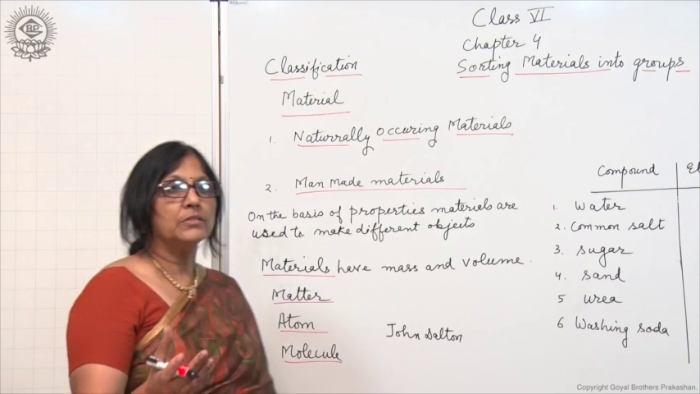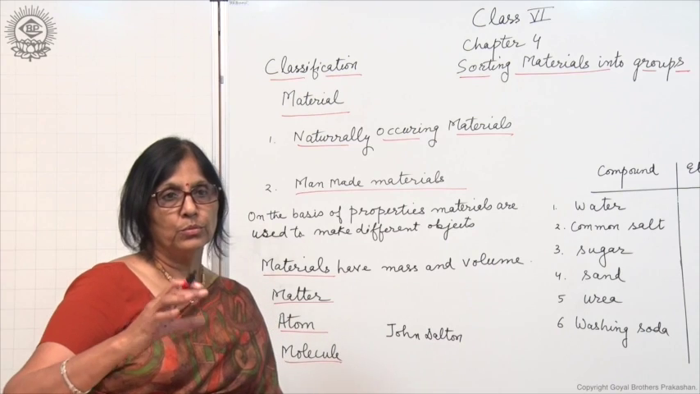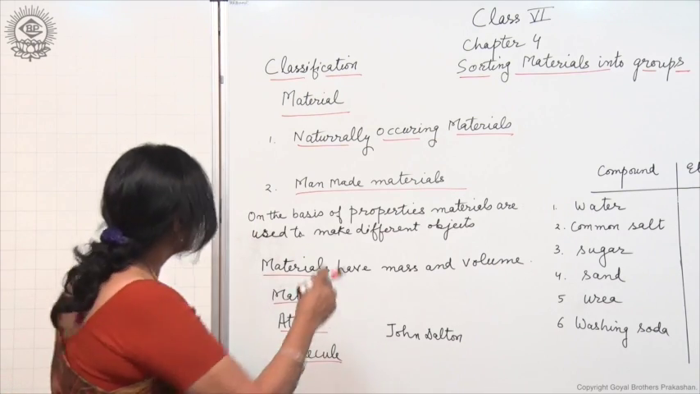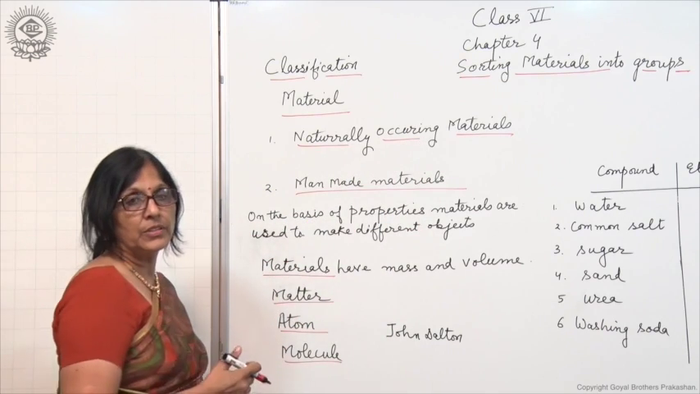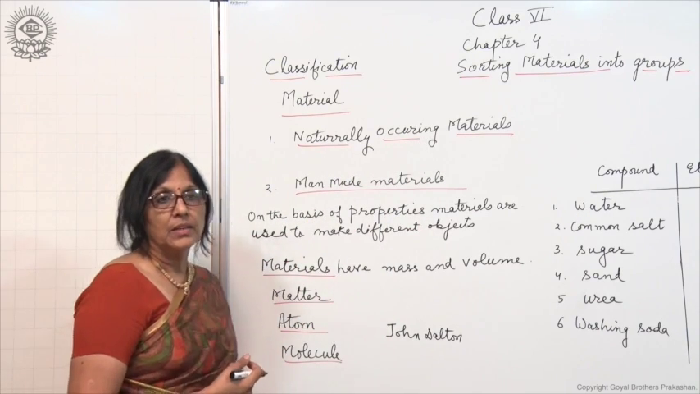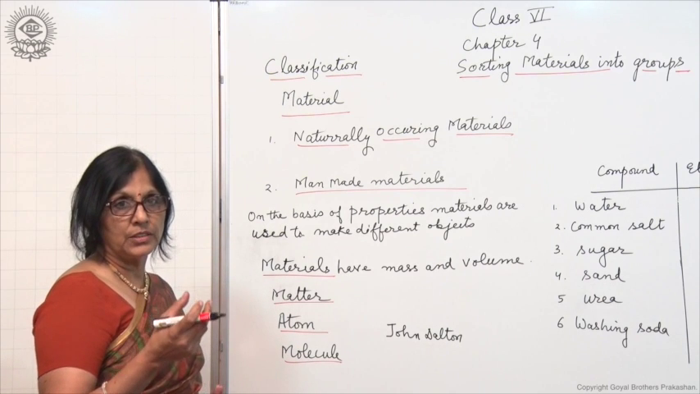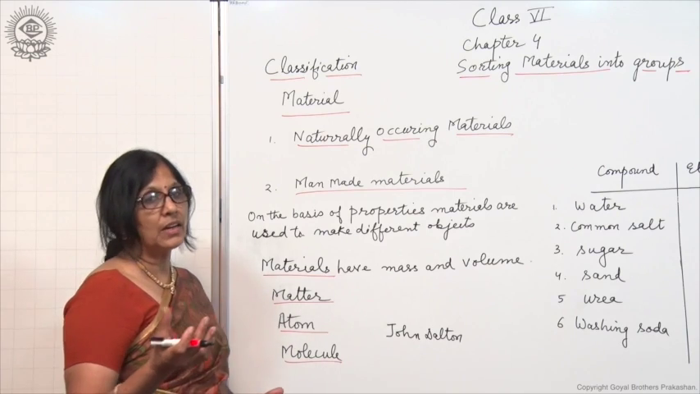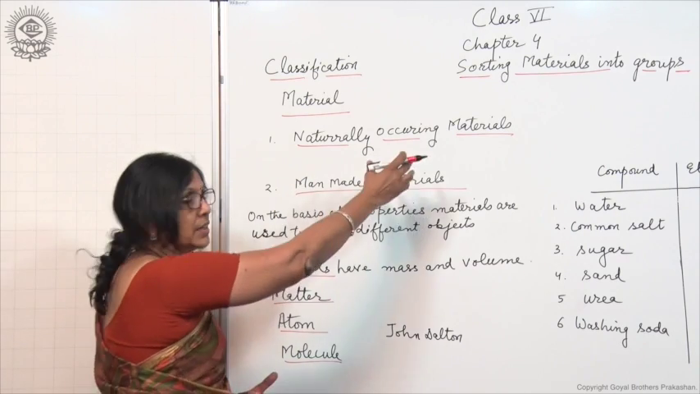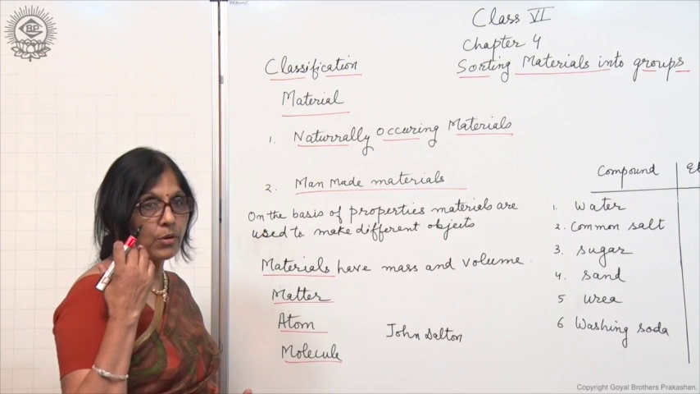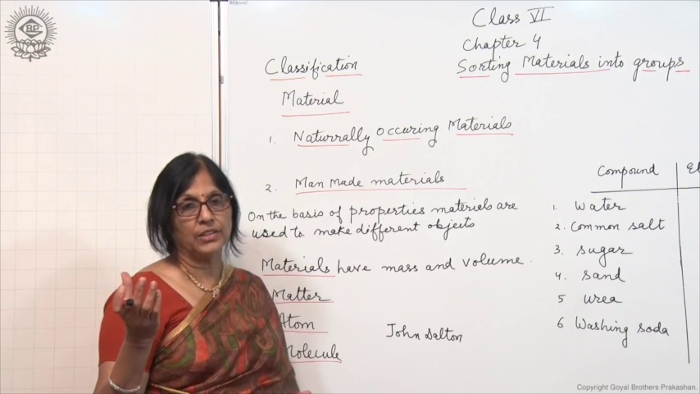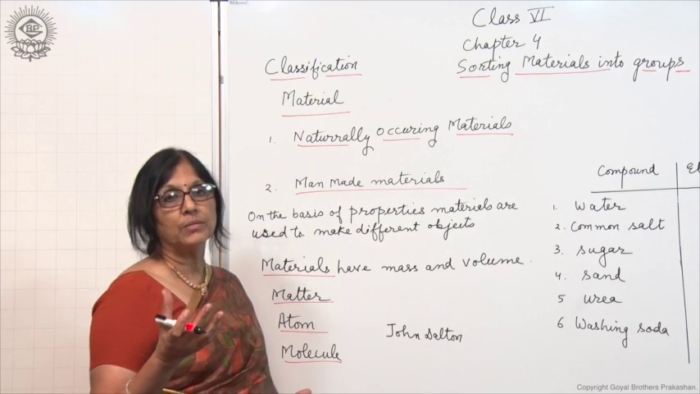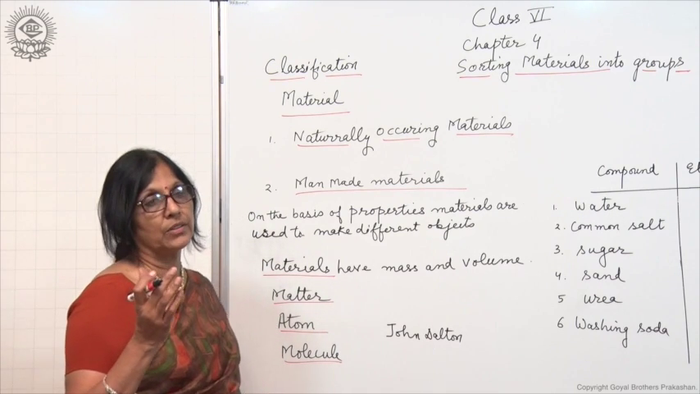Now, materials can be classified into two types on the basis of the occurrence. Like naturally occurring materials which occur in nature, like wood, fruits, cereals, jute, silk, cotton, wool. So, all these things occur in nature, so they are naturally occurring materials. You can think about some more naturally occurring materials and make a list of all the naturally occurring materials which can come into your mind.